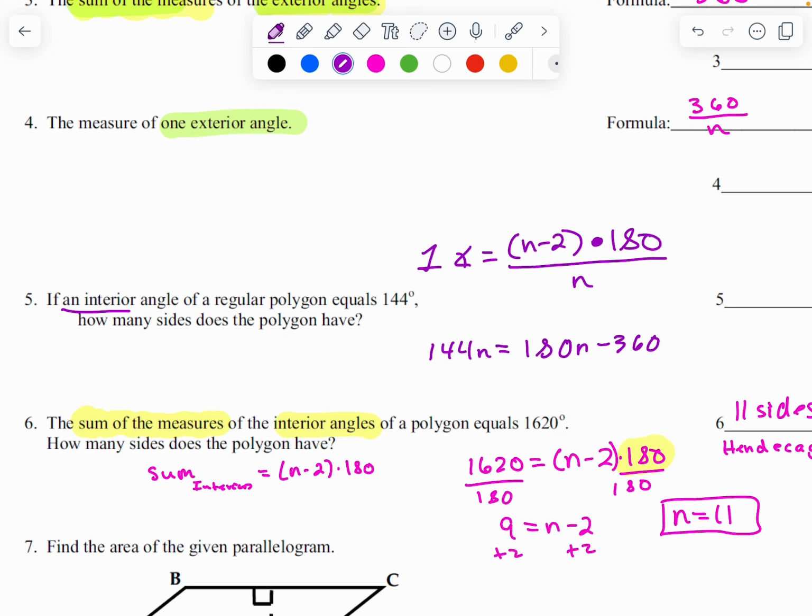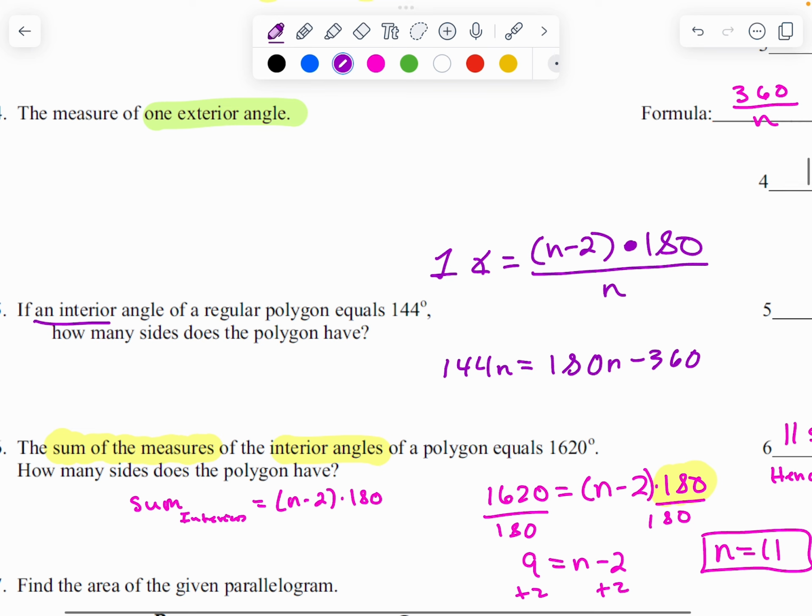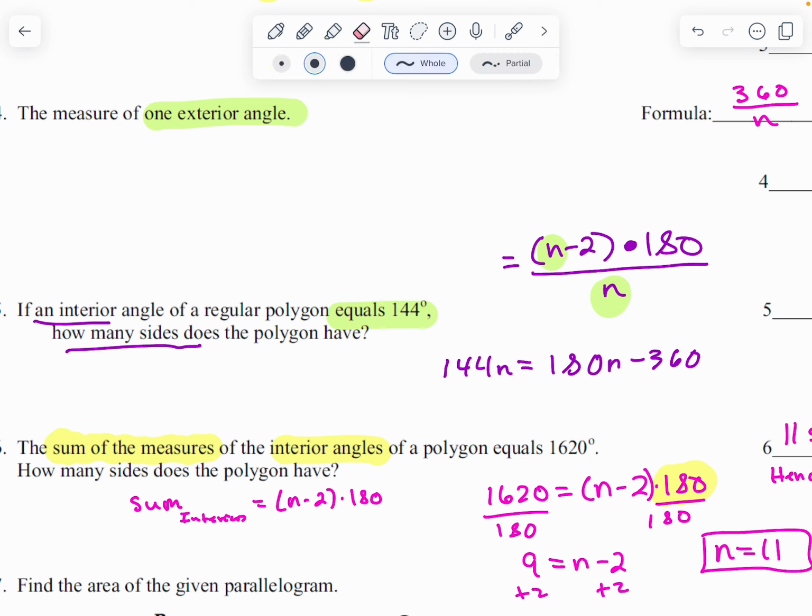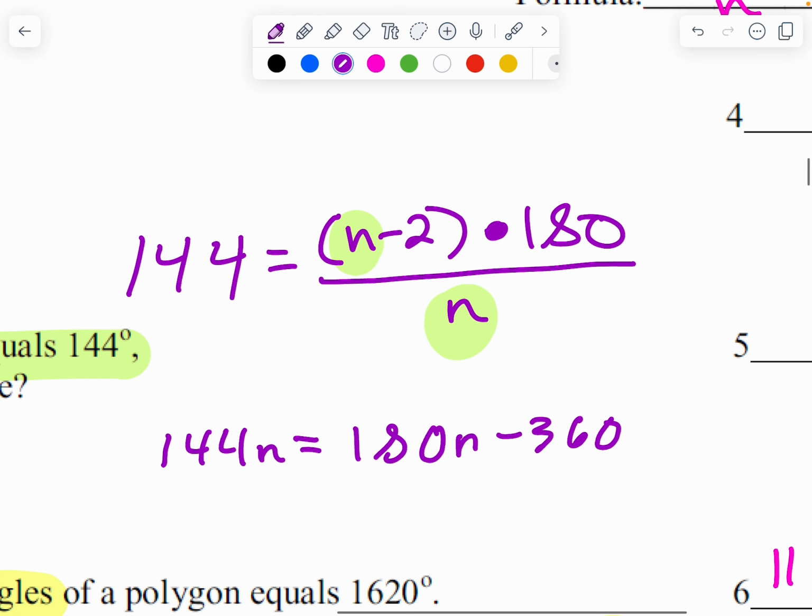So what would we plug into this equation? Well, if we're looking for the number of sides, we're looking for n, that means we have to plug in this, 144. So instead of writing one angle here, I'm going to go ahead and erase that. Feel free to rewrite it yourself. But we're going to plug that into the one angle because we had one angle measure being 144. And now we have to solve for n.